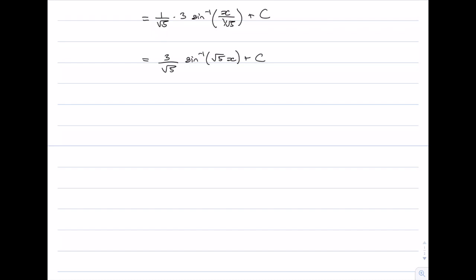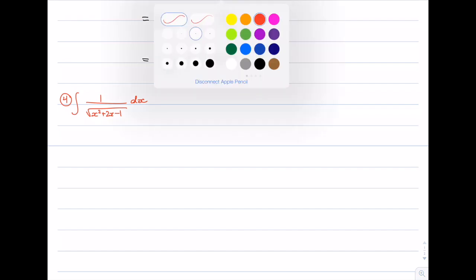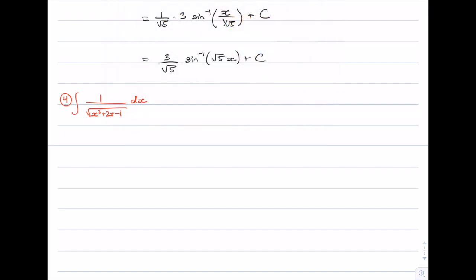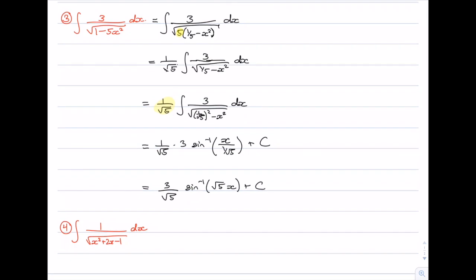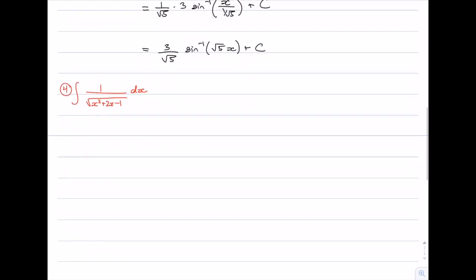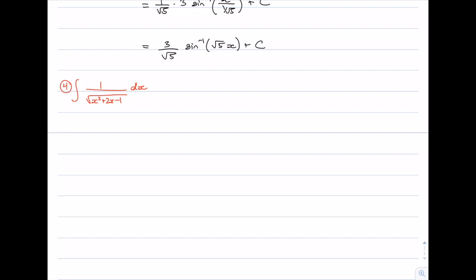Okay, for the fourth example now, we have the integral of 1 divided by the square root of x squared plus 2x minus 1 dx. Now, this integral here, we again have a square root with a quadratic underneath it in the denominator. Okay, but the difference between this one and the one before it, in question 3, we had a negative coefficient for x squared. That meant it was going to be inverse sine. But for this one, we have a positive coefficient of x squared.